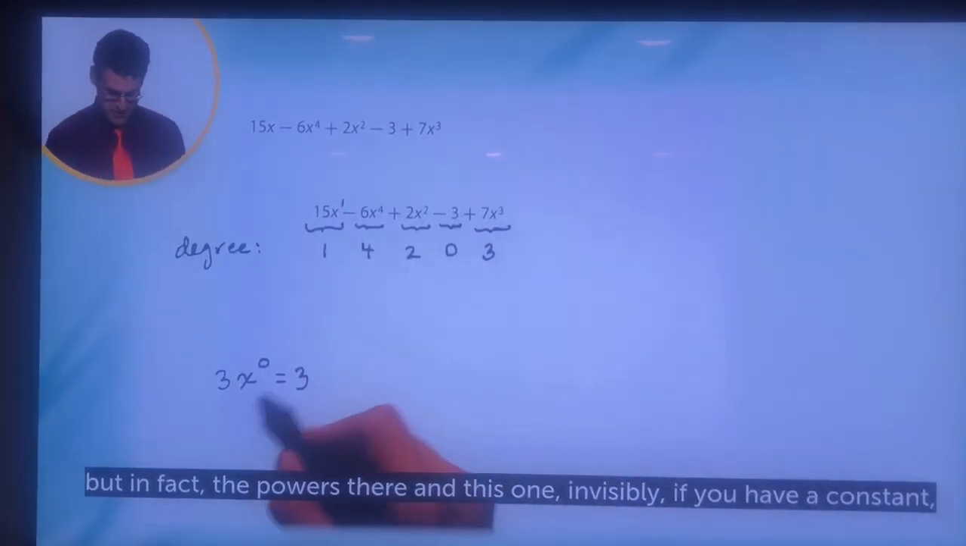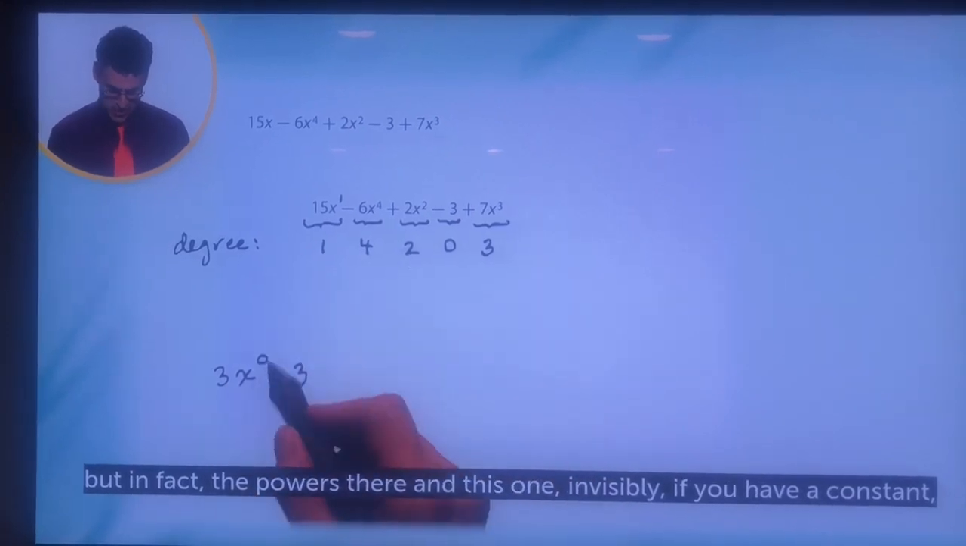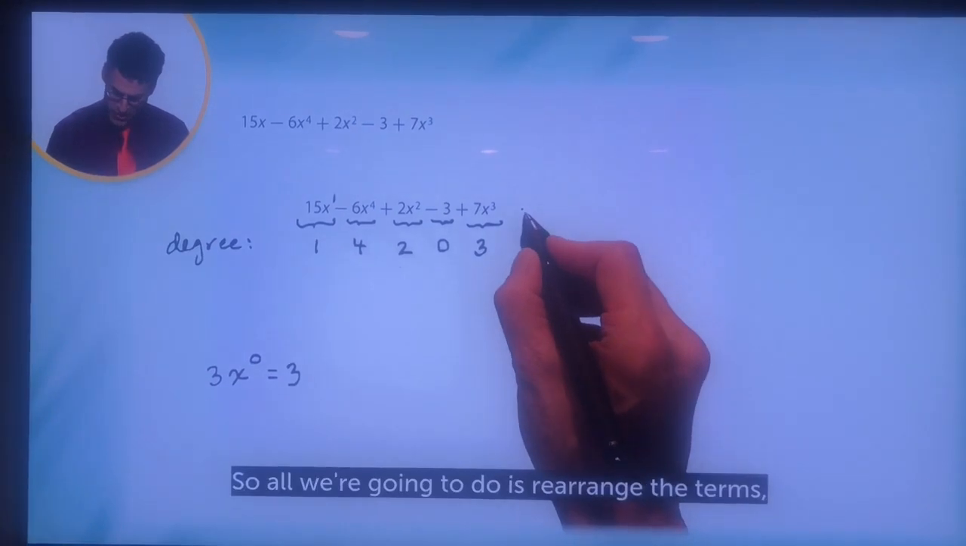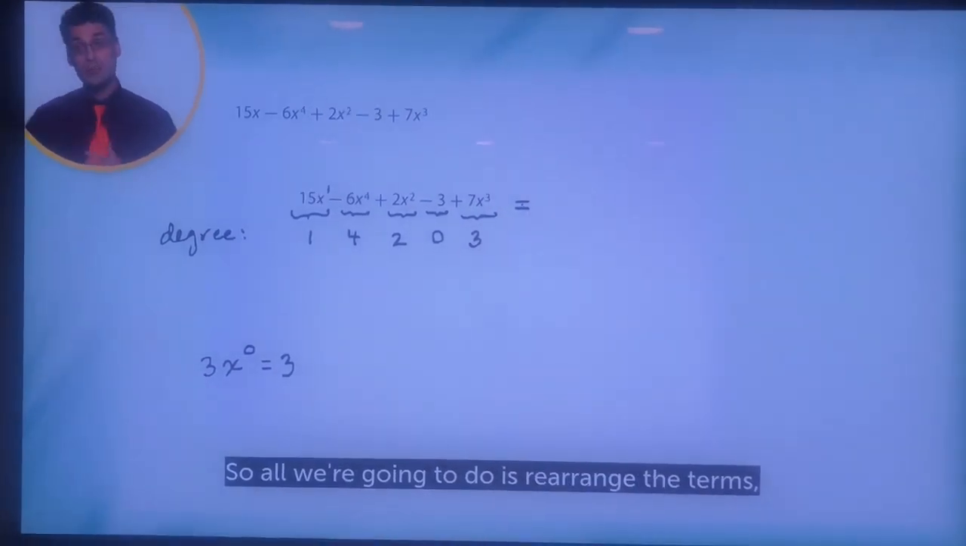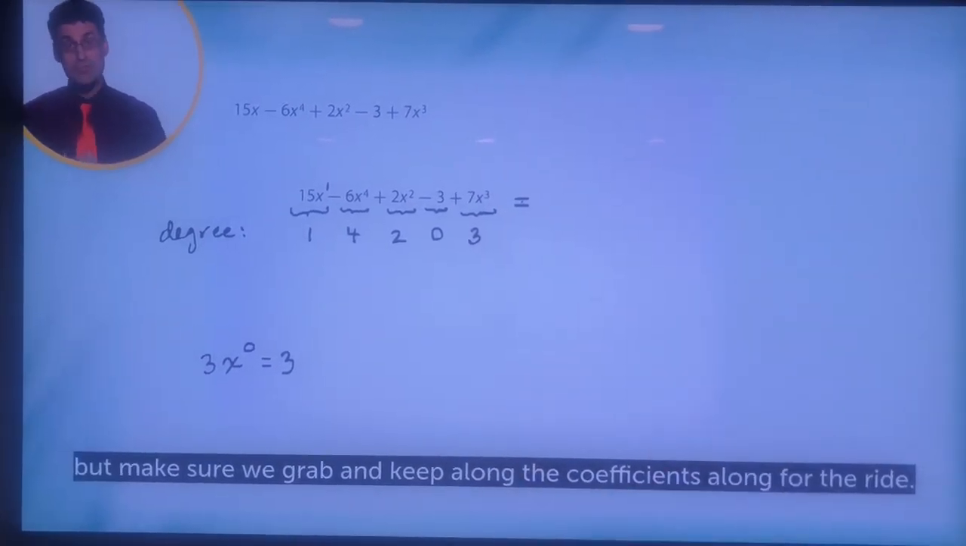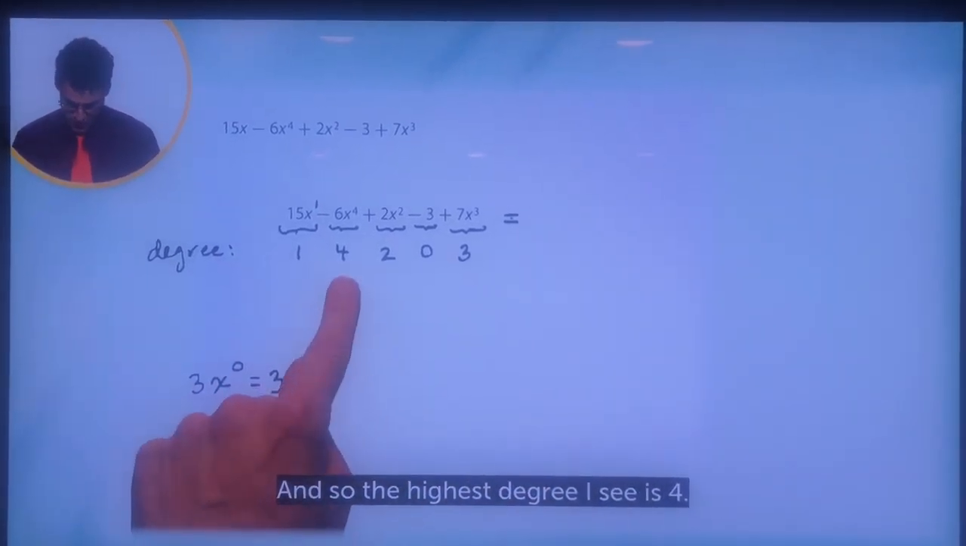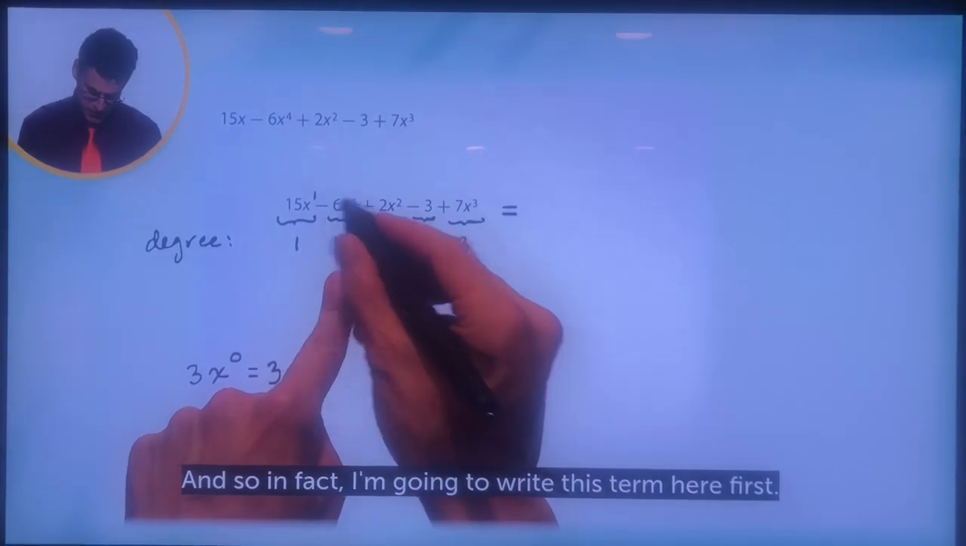And this one, invisibly, if you have a constant, it always has degree 0. Okay, and now we want to order this. So all we're going to do is rearrange the terms, but make sure we keep the coefficients along for the ride. The highest degree I see is 4, so I'm going to write this term here first.